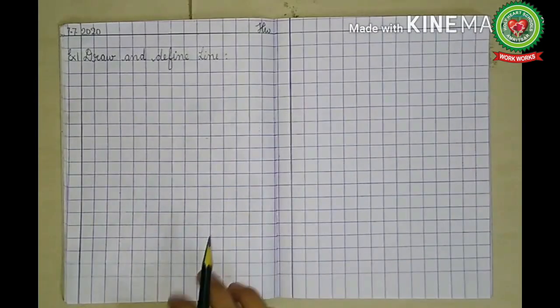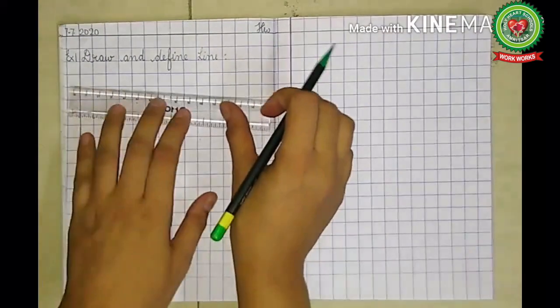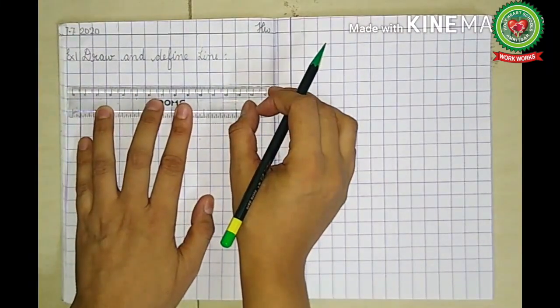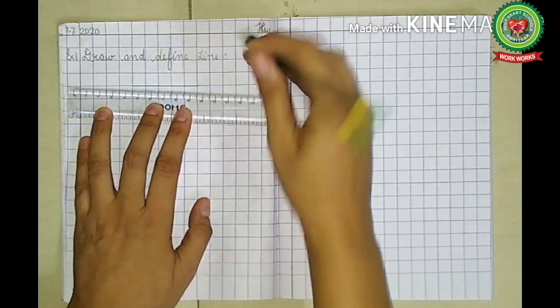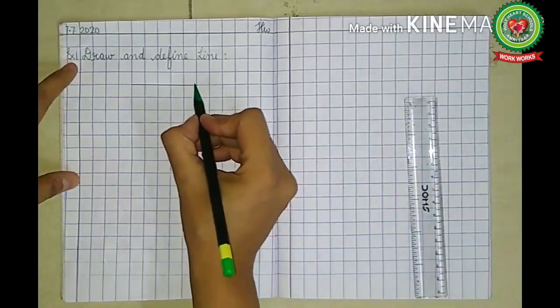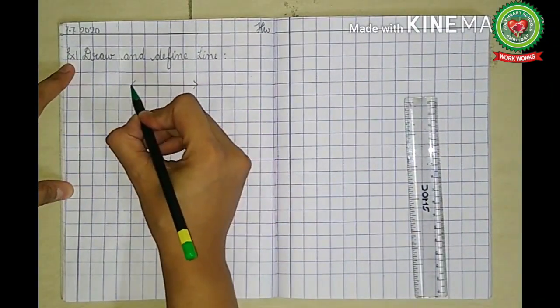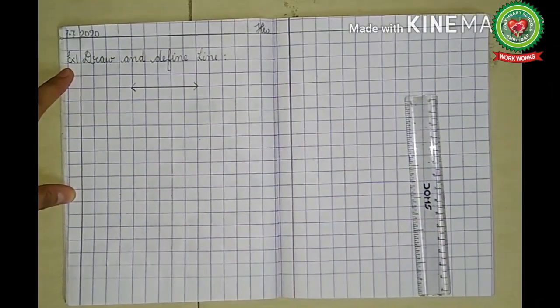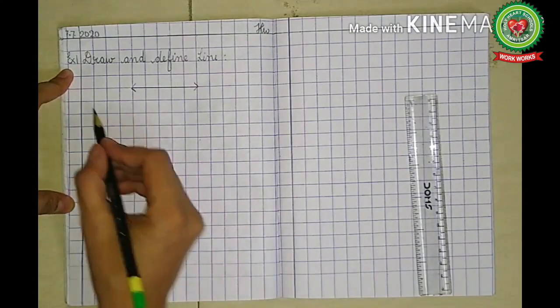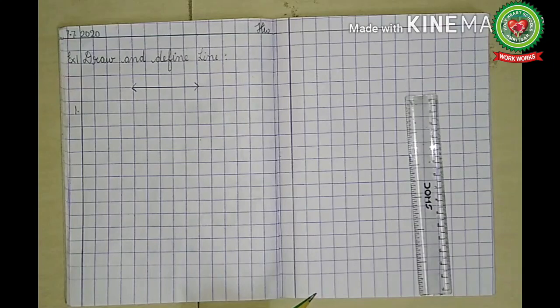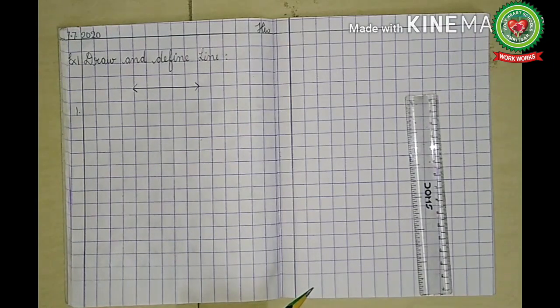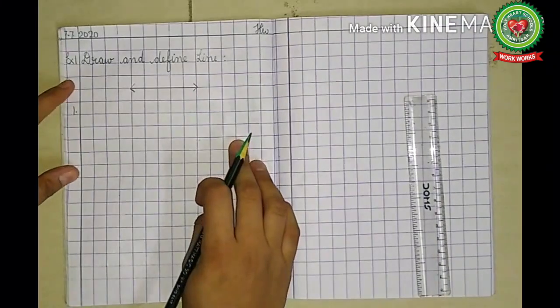Now again leave one line and you have to draw the line. How do we draw the line? We draw it like this, and we all know that line has arrows on both the sides. Now again leave one line, put number 1. As we have learnt about the line earlier, now we will write it on copy.